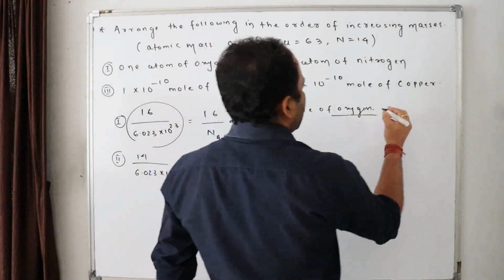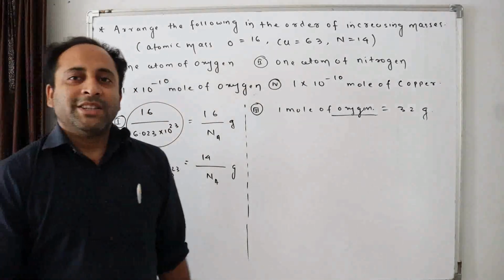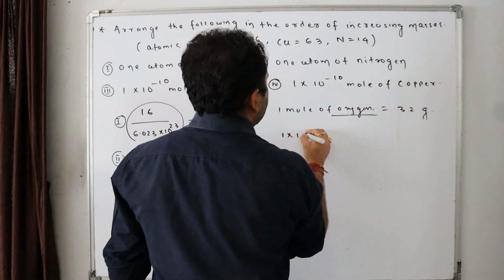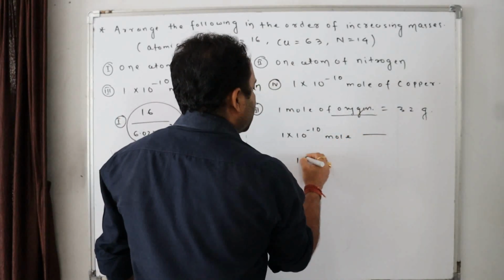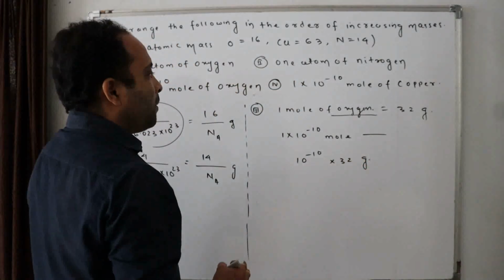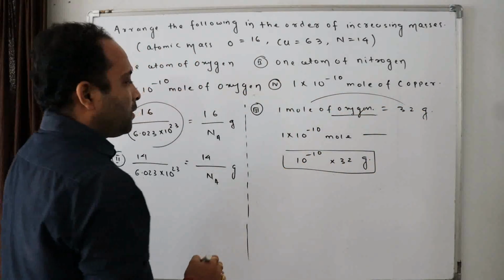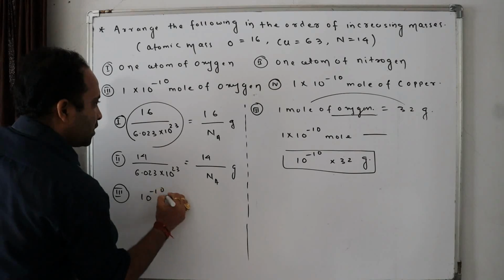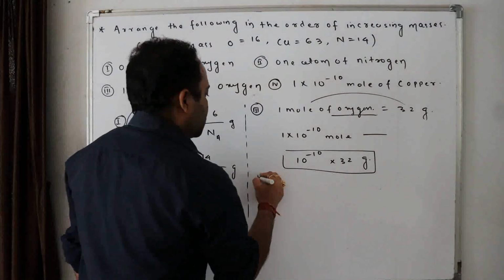So for 1 mole of oxygen, the molar mass is 32 gram. Now 1 into 10 to the minus 10 mole is how many grams? It is 10 to the minus 10 into 32 grams. 1 mole mass is 32 grams, so 1 into 10 to the minus 10 mole is 10 to the minus 10 into 32 grams. So in the third case, the mass is 10 to the minus 10 into 32. Easy?